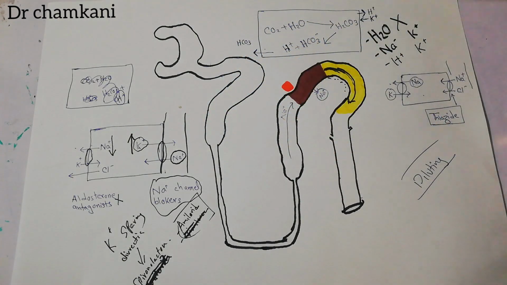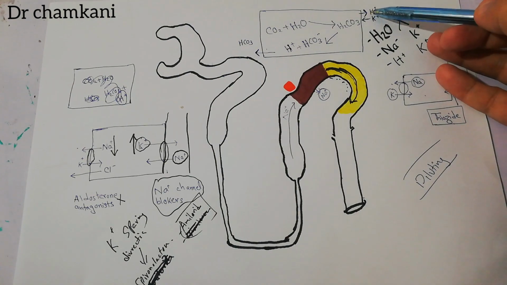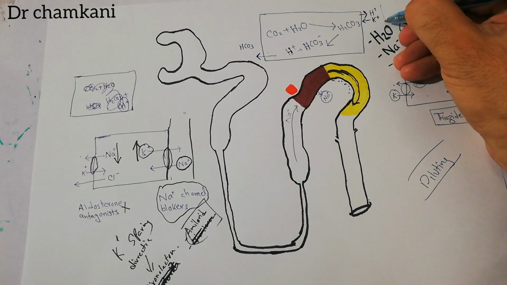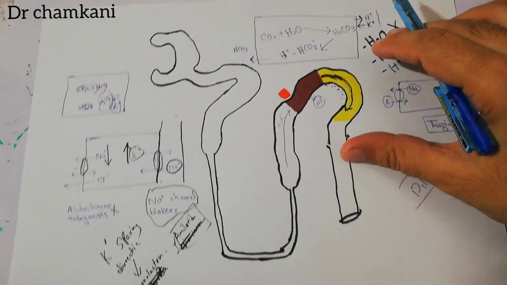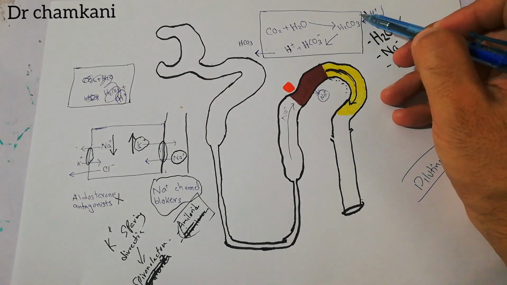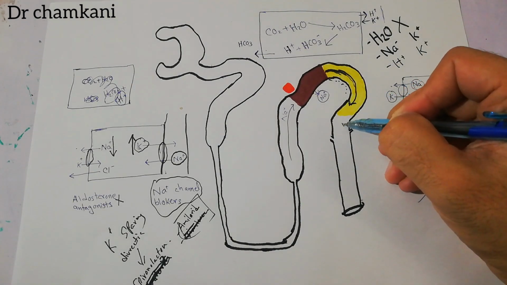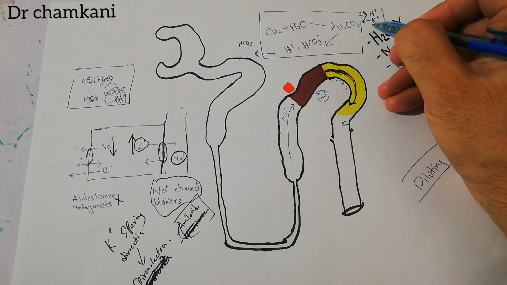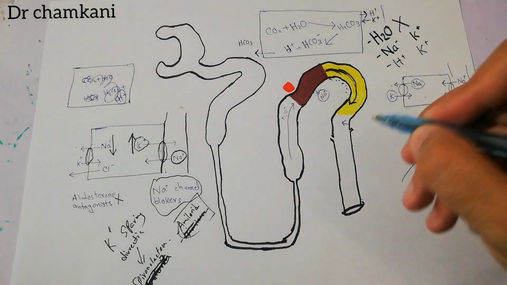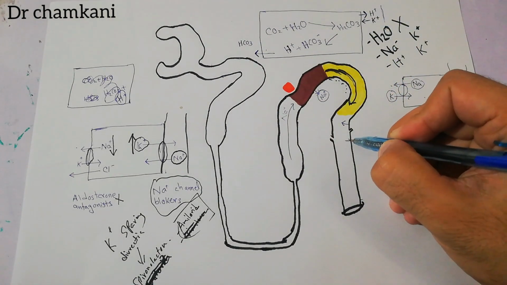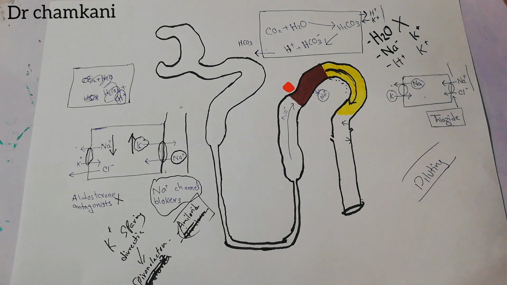Here comes the role of intercalated cells. The intercalated cells secrete hydrogen into the tubule. Now this is the tubule. This is an intercalated cell. This intercalated cell will secrete hydrogen into the tubule and will reabsorb potassium from the tubule into the cell. Now how will this happen?